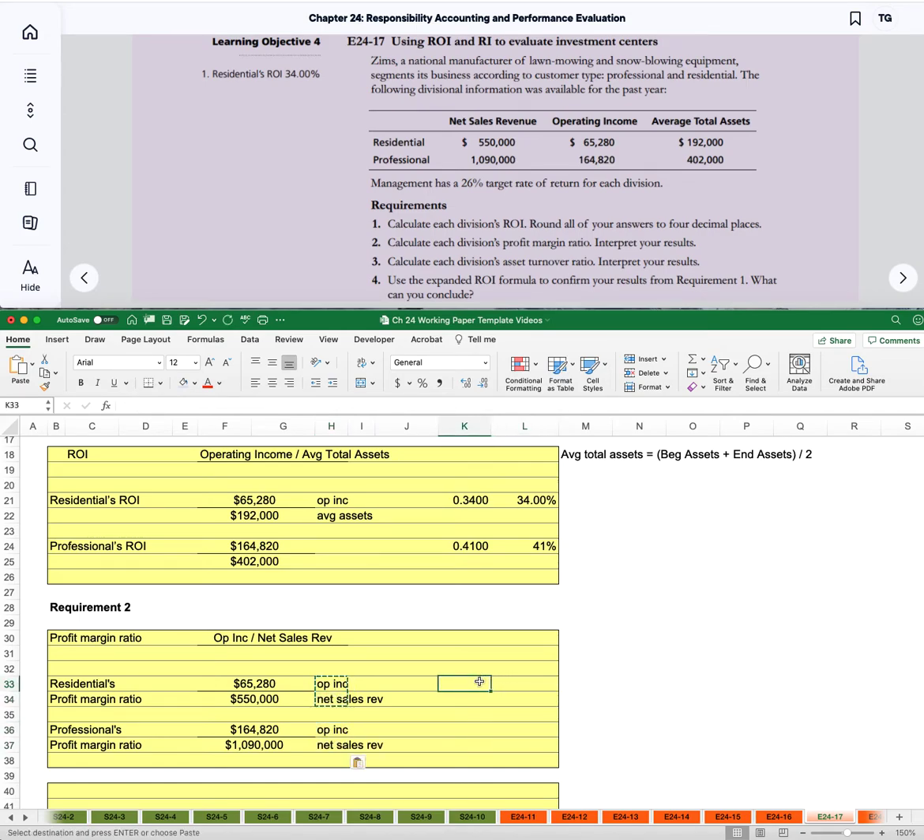So on the side, we'll do our calculations here. Operating income divided by net sales revenue, and it wants these rounded to 4 decimal places. So actually, for best practice, we should use the round function. So I'll click into our formula bar up here, and after the equal sign, I'll say equals round, open parentheses, and then our formula is there, the operating income divided by net sales revenue, comma, how many digits? We want 4 digits, close parentheses. And we'll do that same thing up here.